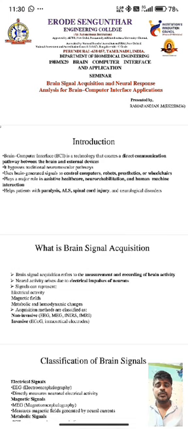I will discuss a seminar on brain-computer interface applications, titled brain signal activation and neural response analysis for brain-computer interface applications. Introduction. Brain-computer interface technology is a direct communication pathway between the brain and an external device.